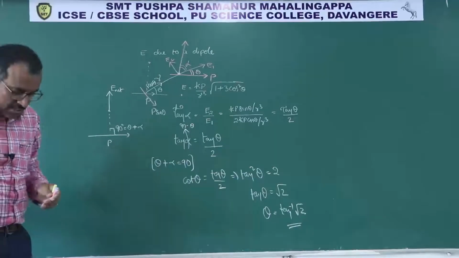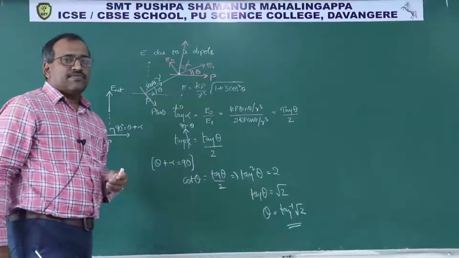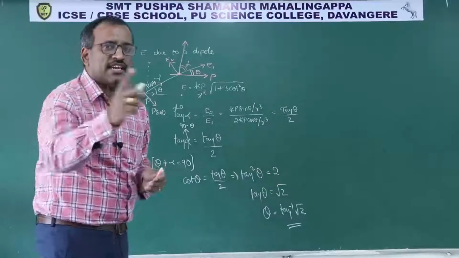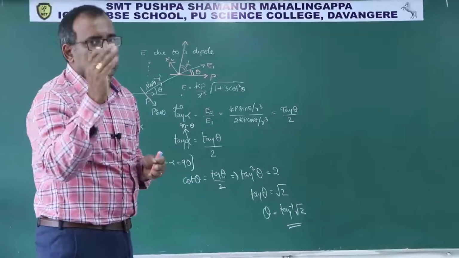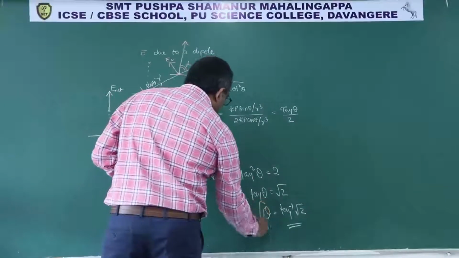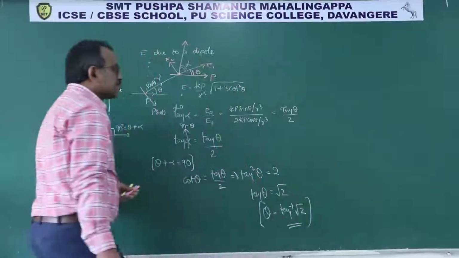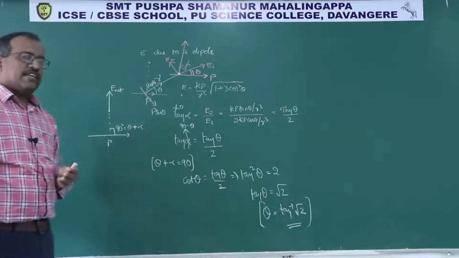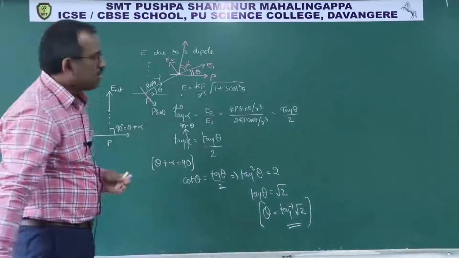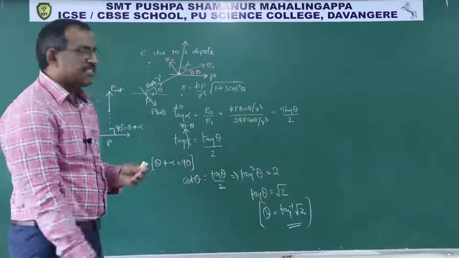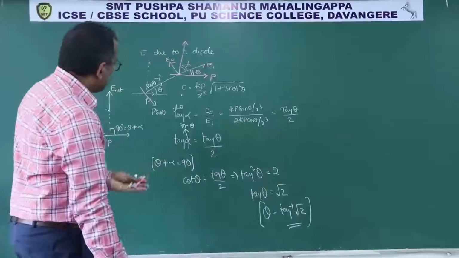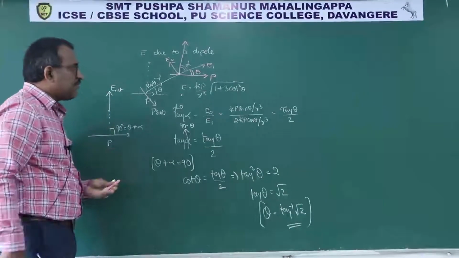They will ask you the straightforward question: if the dipole moment vector is perpendicular to the net electric field vector, then what is the angle? The answer must be theta is tan inverse root 2. Till now, in the NEET exam or JEE, it has not been asked at all. So please make sure they may ask this type of question. Understood? Listen carefully once again.